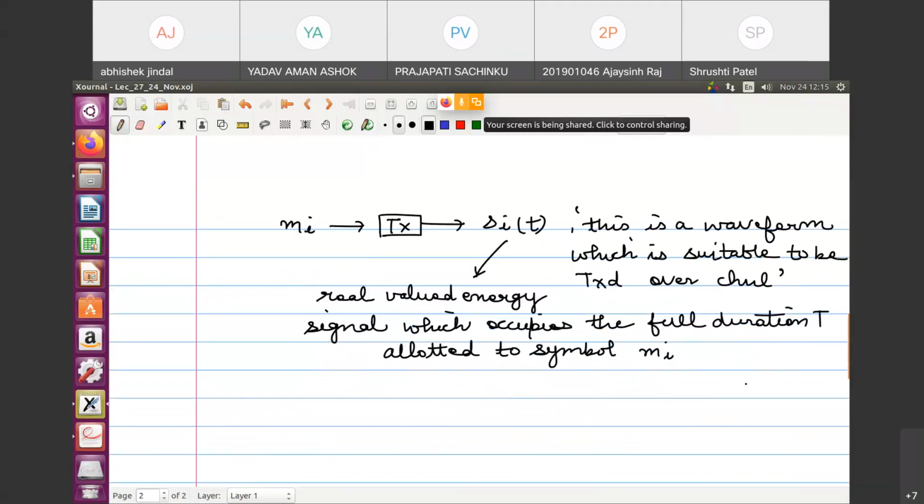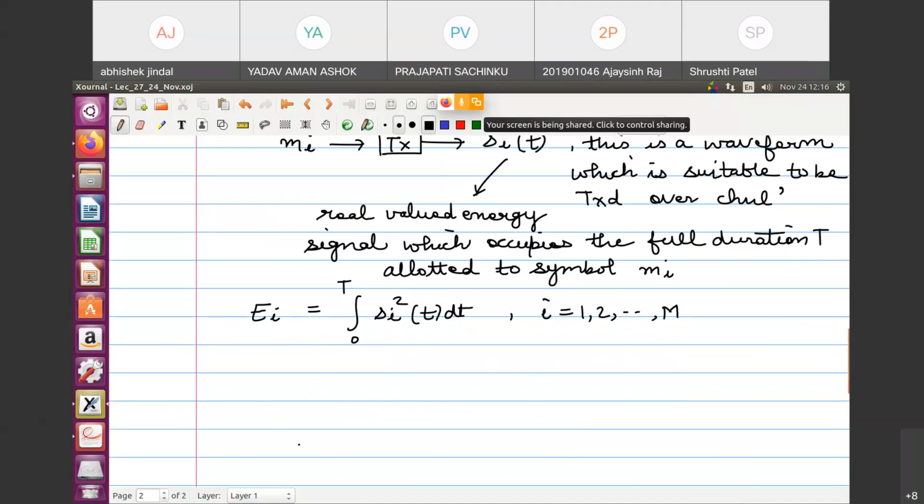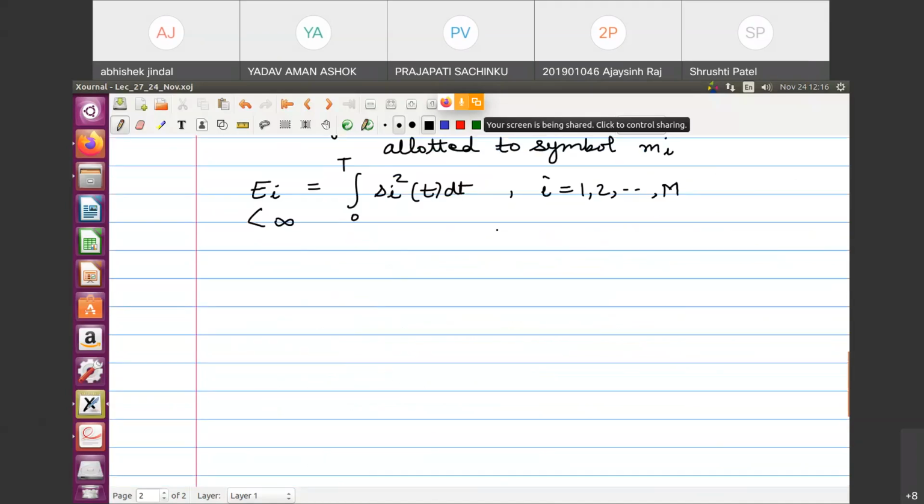Okay. So when we say that it is a real valued energy signal, we need to define the energy as well. The energy definition says that it has to be from 0 to T, because this exists only from 0 to T: the integral of SI squared T dt. I am not using absolute value because we have already said that SIT is a real valued energy signal. For all I equal to 1, 2, up to the possibilities capital M, we say this is EI and this is always less than infinity. Why? Because we have defined it as a real valued energy signal.